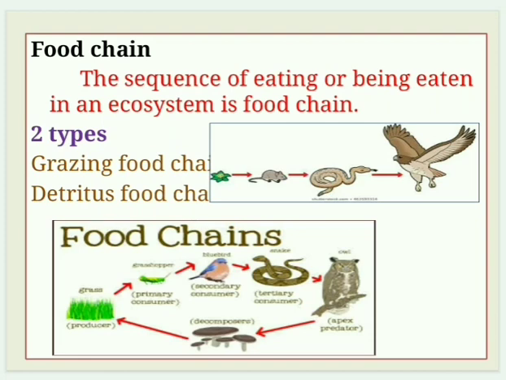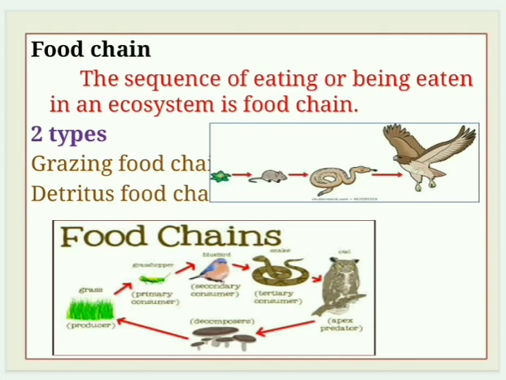Then the next one is food chain and food web. We will be studying food chain. The sequence of eating or being eaten in an ecosystem is called a food chain. Either you can eat an organism or something will eat you. That is known as the sequence of eating or being eaten, that is known as food chain. There are two types of food chain.